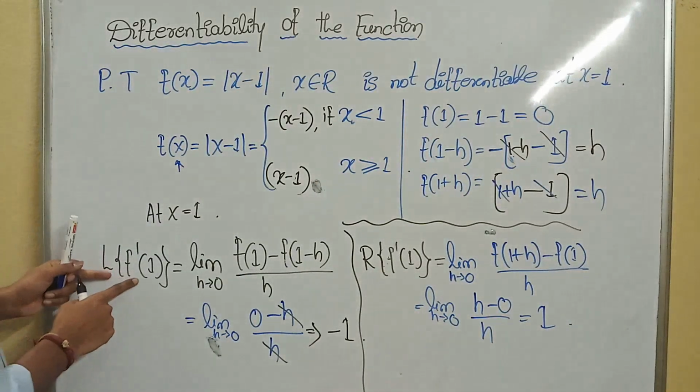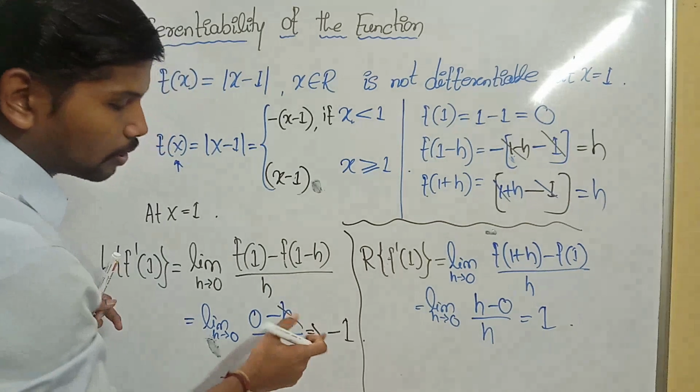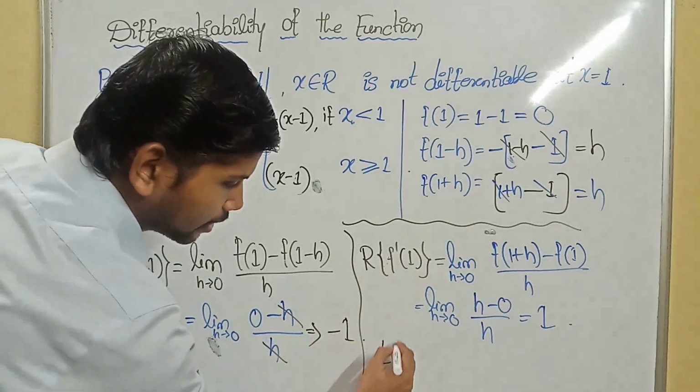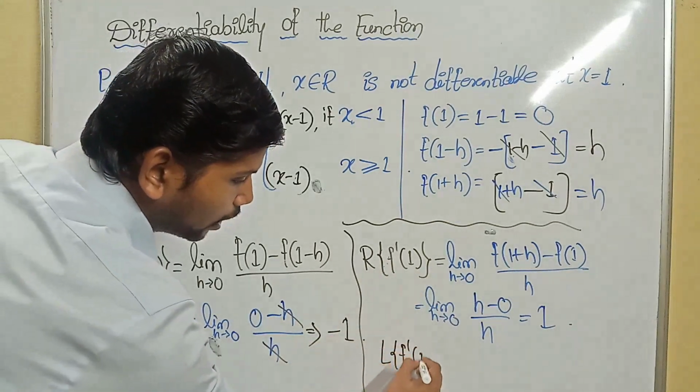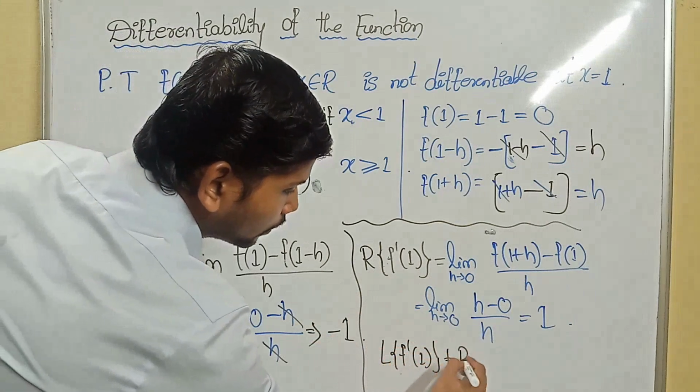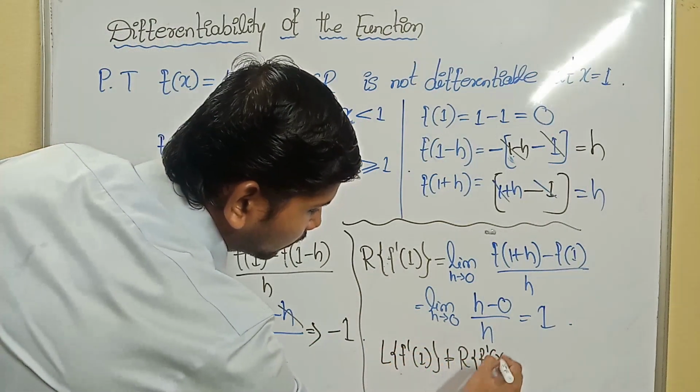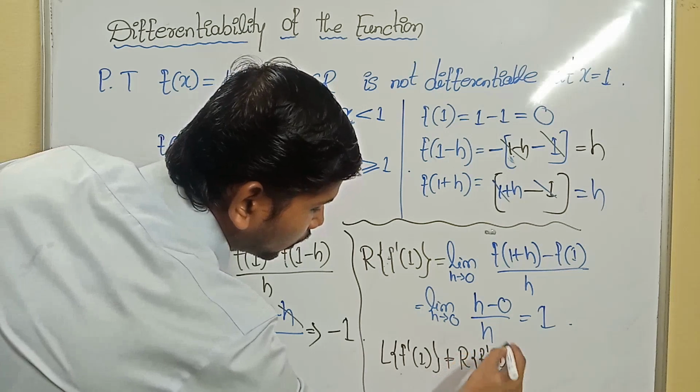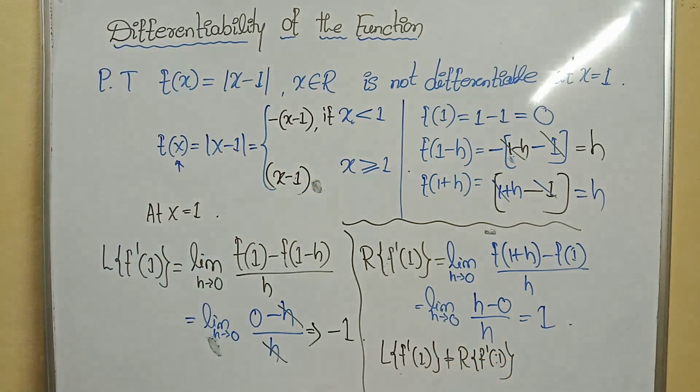Concentrate. Left hand derivative is not equal to right hand derivative because it is minus 1, that is plus 1. That's why I write L of f dash of 1 is not equal to R of f dash of 1. That's why the given function is not differentiable at x is equal to 1.